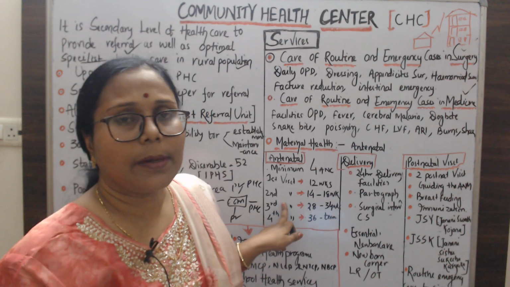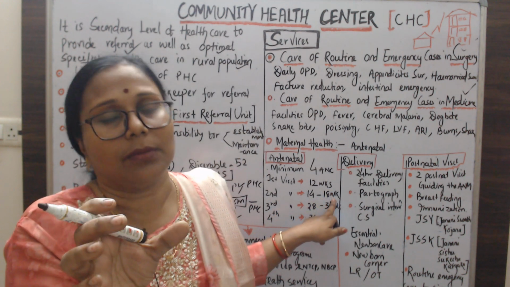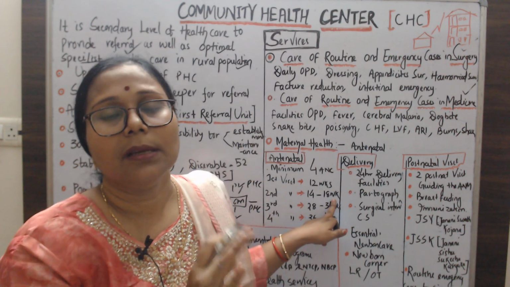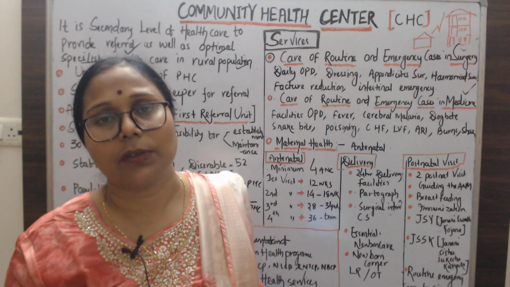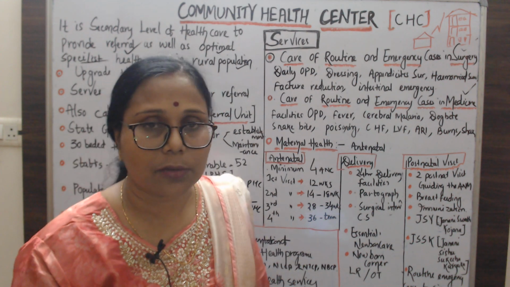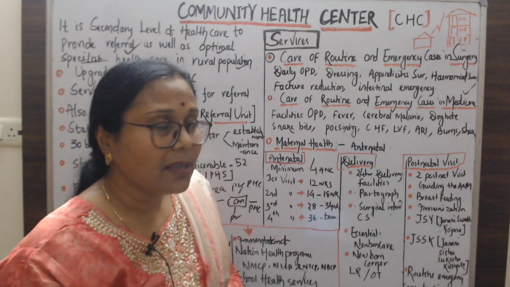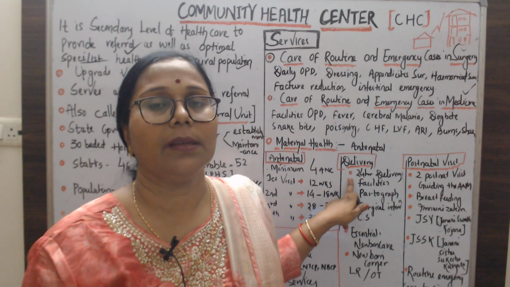The second visit is about 14 to 18 weeks. Within this period, in between these weeks, the mother will come for this second ANC. The third visit must be 28 to 34 weeks, and the fourth one is 36 weeks to term. And the next is delivery. During the time of delivery, institutional or hospital delivery is advised.